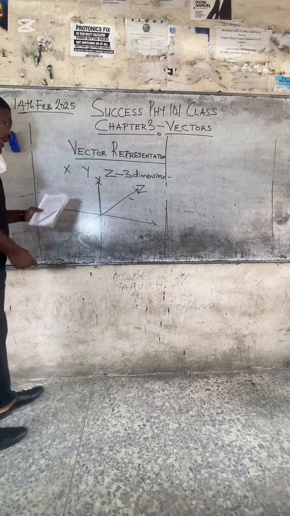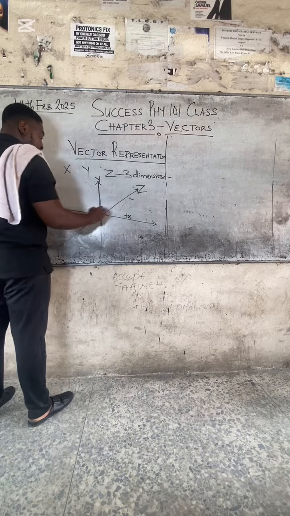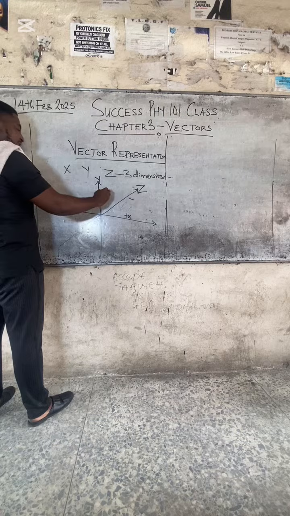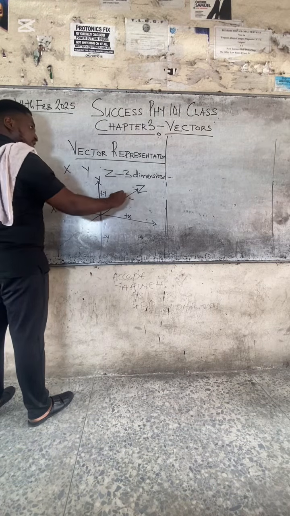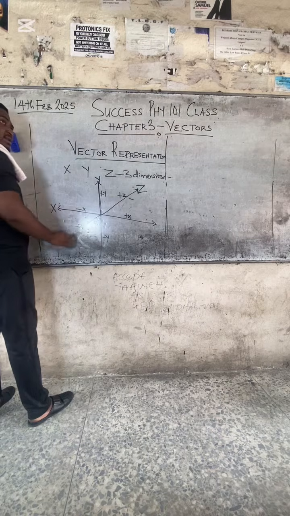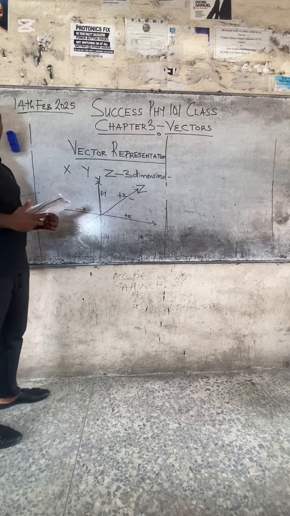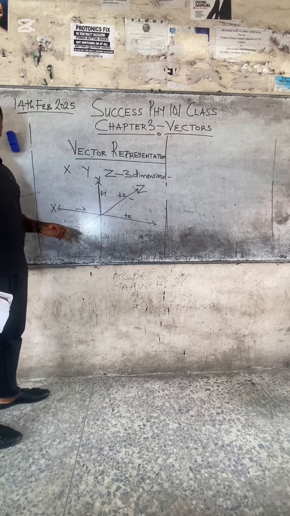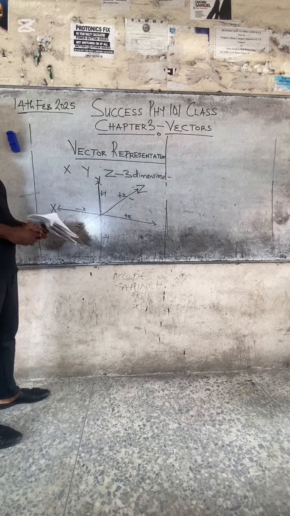Class, each of these axes has both their positive side and their negative side. This is the positive x-axis, this is the negative x, this is the positive y-axis, this is the negative y, this is the positive z-axis, and this is the negative z. This is the foundation of vectors, class, in your Physics 101. So each axis has both positive and negative dimensions.